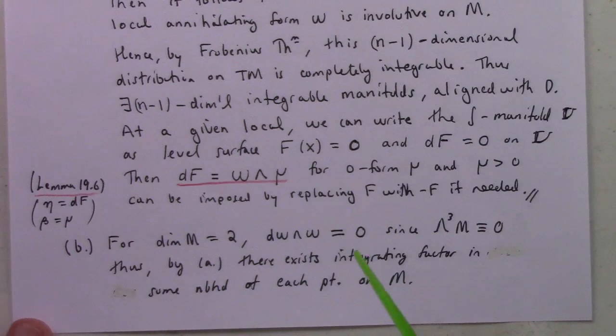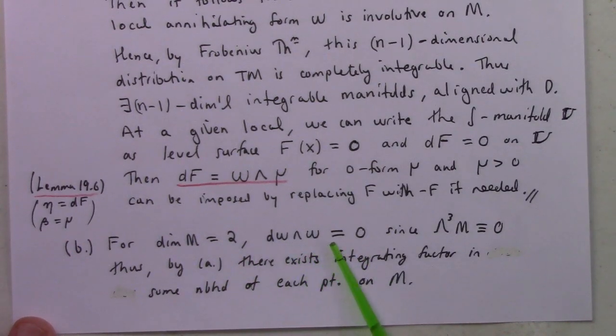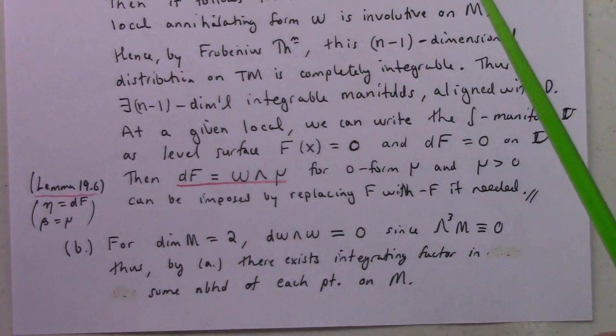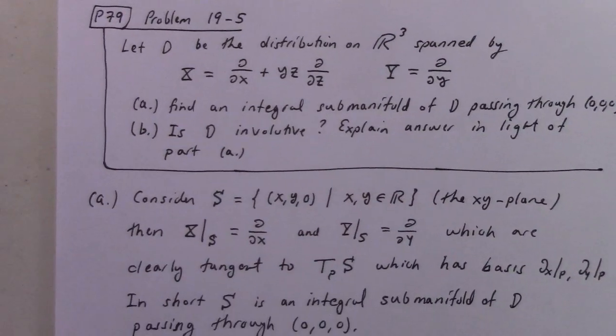B is just fun. If you've got d omega wedge omega, well, that's equal to 0, because that's a 3-form, and in 2 dimensions it has to be 0. Therefore, there has to exist an integrating factor in some neighborhood of each point in M. And I think that probably is what I should call Pfaff's theorem from differential equations. At least that's what my brother called it.